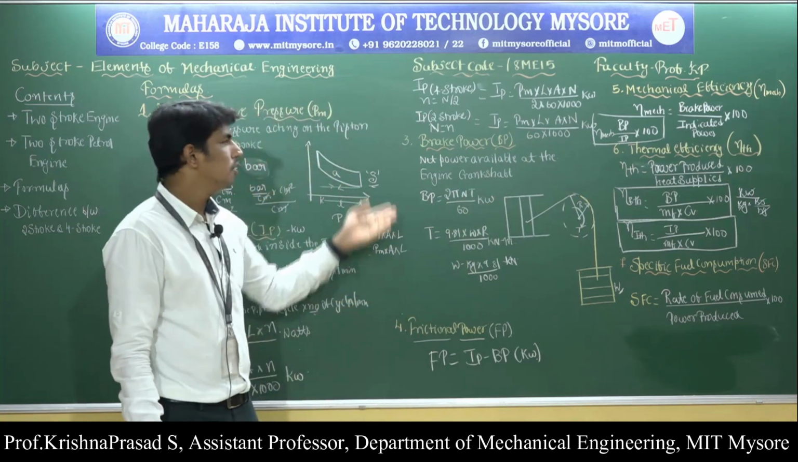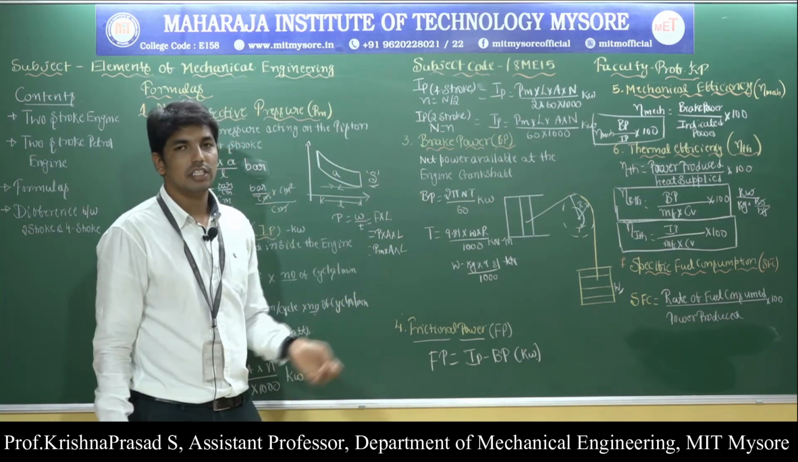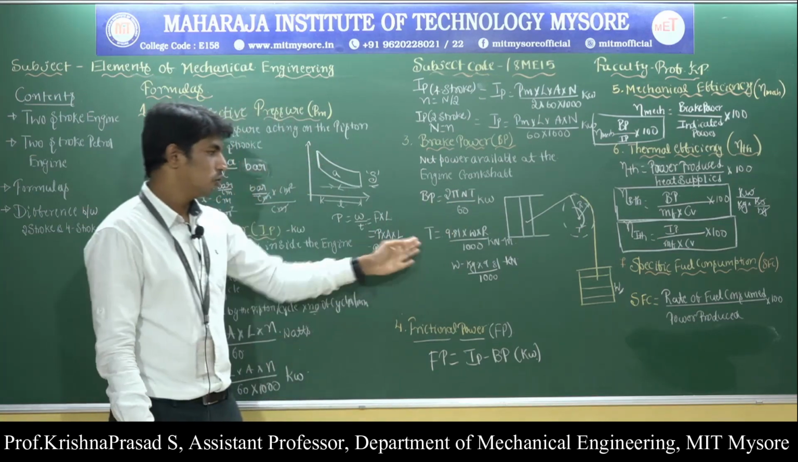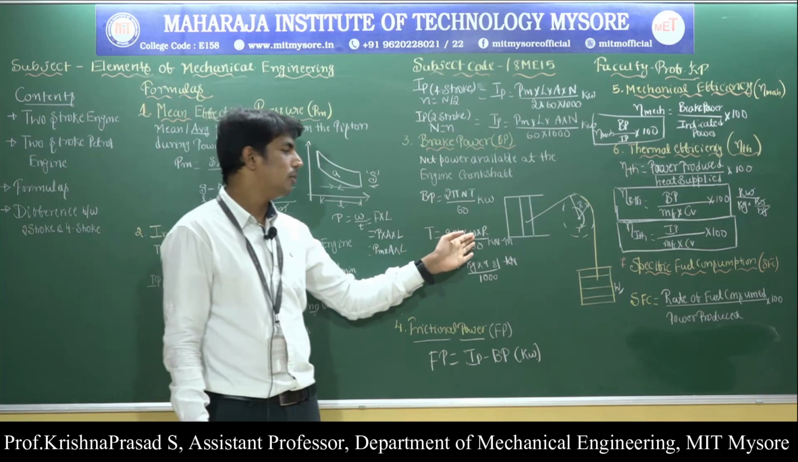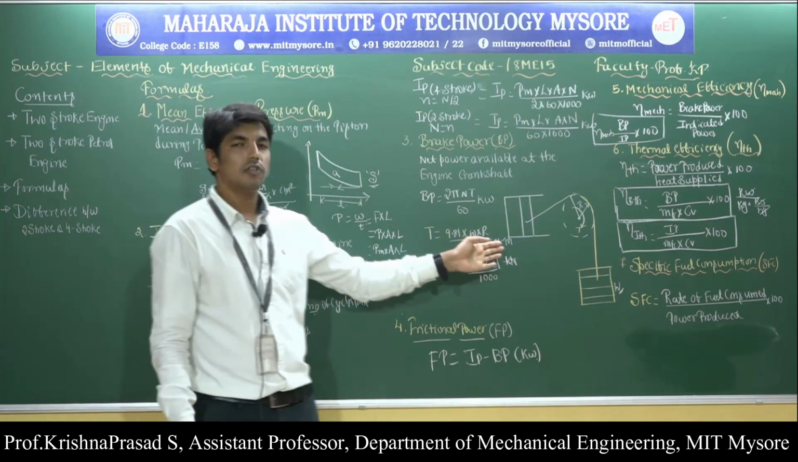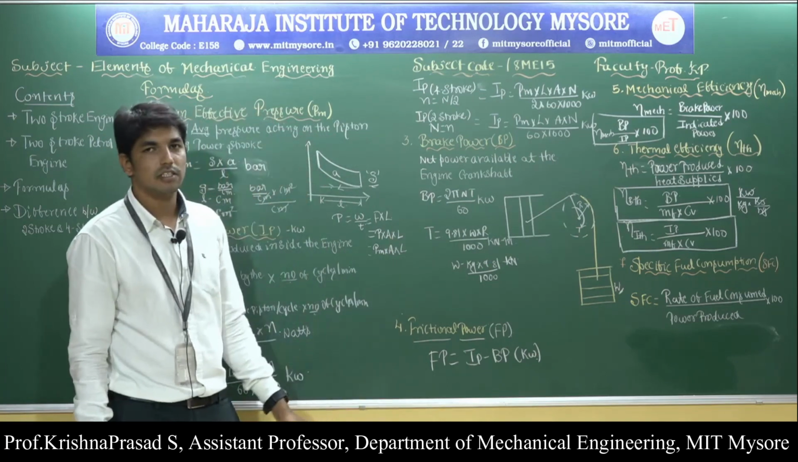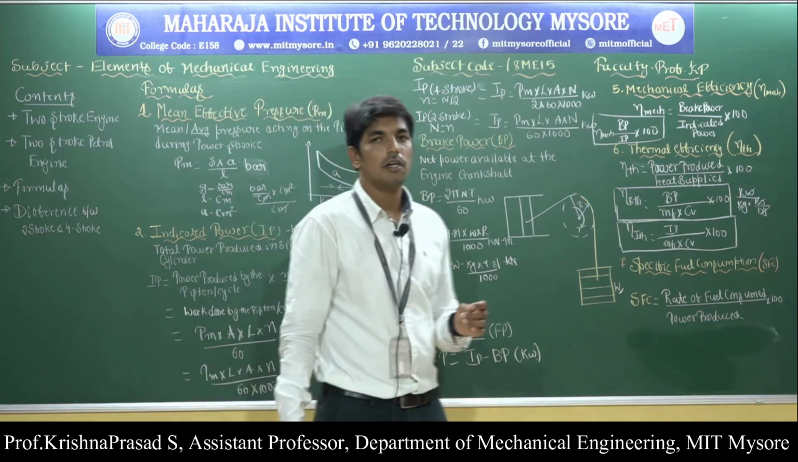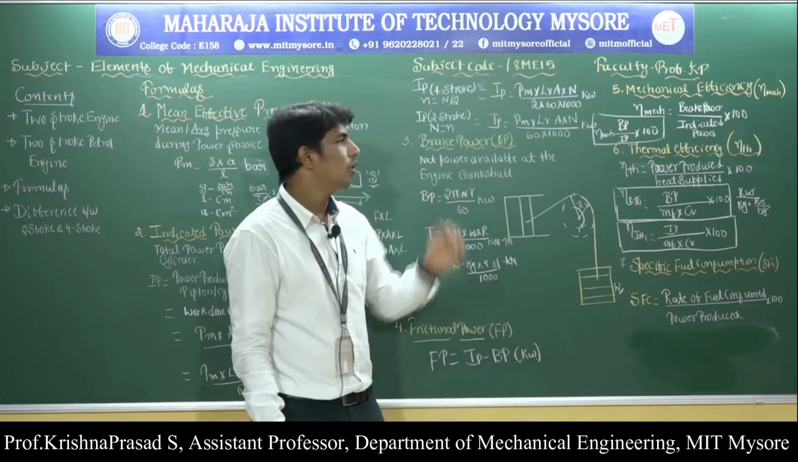For the brake power, net power available at the engine crankshaft, the formula is 2 pi Nt by 60. Torque is equal to 9.81 into W into R divided by 1000, in terms of kilonewton meter. Then frictional power is nothing but IP minus BP. Then mechanical efficiency is BP by IP into 100.